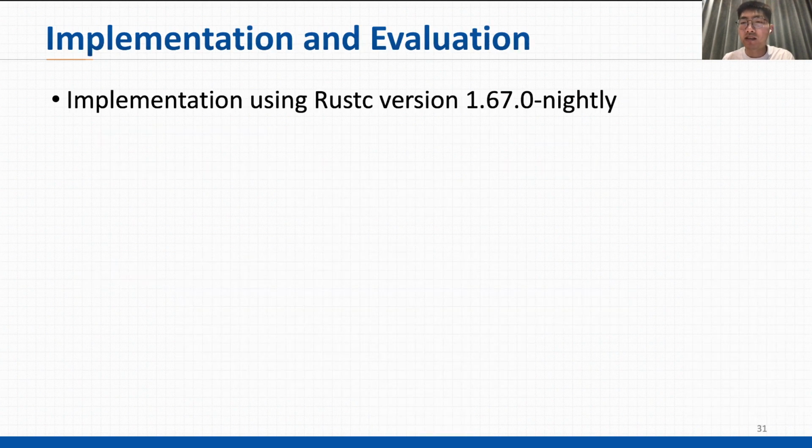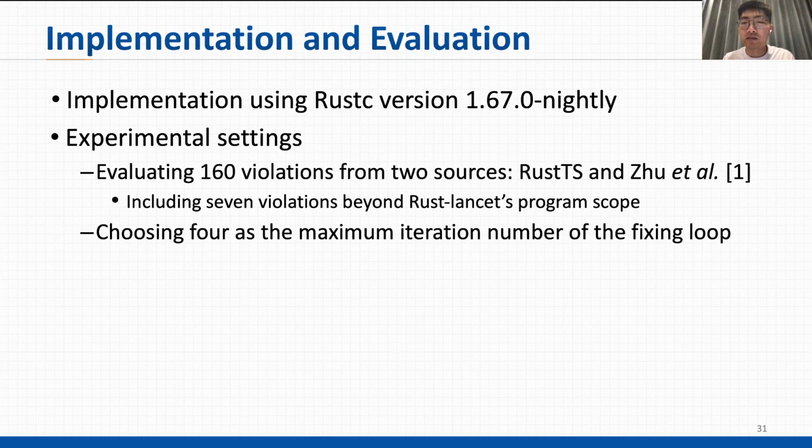We implemented Rust-lancet with rustc version 1.67.9. For experimental settings, we evaluated 116 violations from 2 sources, Rust test cases and Juice work. We chose 4 as the maximum iteration number of the fixing loop.